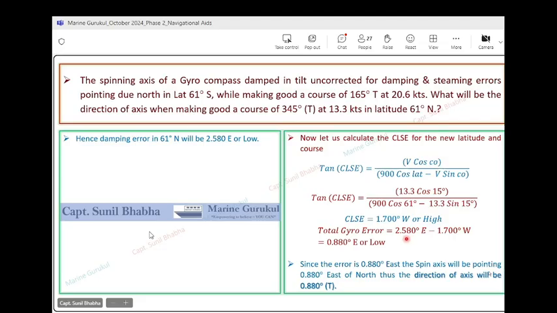So we now have both the errors available to us. Damping error is 2.580 east. So we have it here. And the steaming error is 1.7 degrees west. So when we combine both these errors, since they are of opposite names, we will subtract the smaller one from the bigger one. So 2.58 minus 1.7 gives the error as 0.880 degrees. The naming is given of the higher value, higher magnitude, which in this case is east. So the total resultant gyro error is 0.880 degrees east.